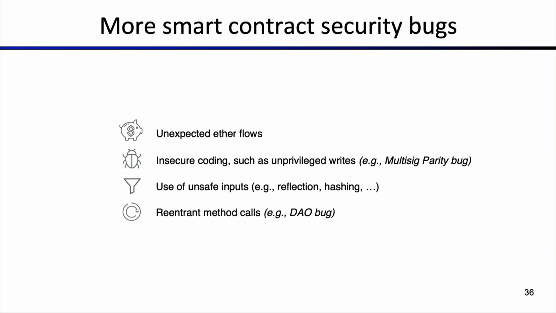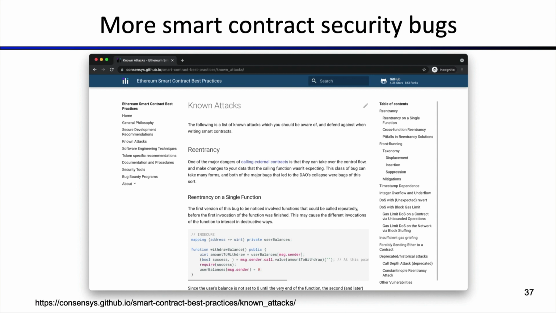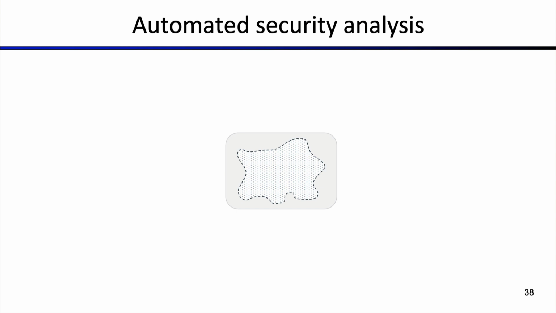Okay, very good. There are many more smart contract security bugs that you can find, and maybe some of you might even find new types of bugs or security issues. So there are unexpected ether flows, insecure coding, unsafe inputs, etc. I can also recommend you to look online at the various resources that you can find. For example, here Consensus has a great document explaining various types.